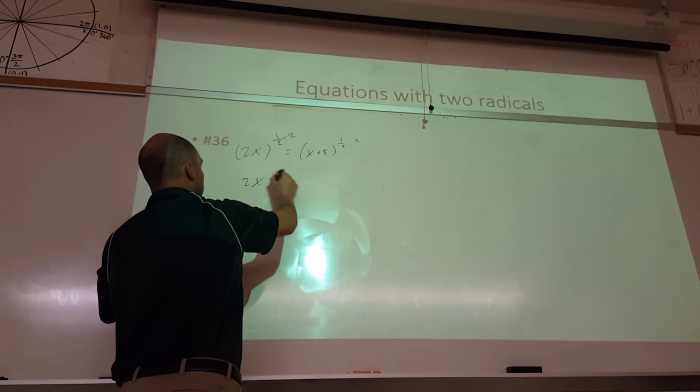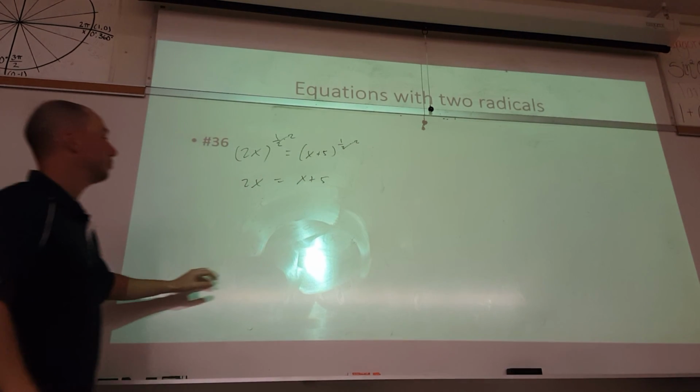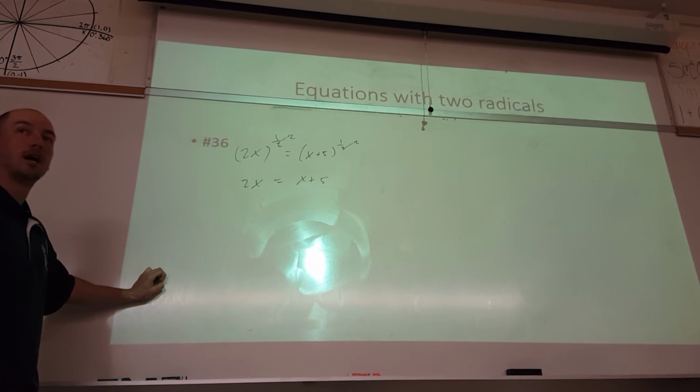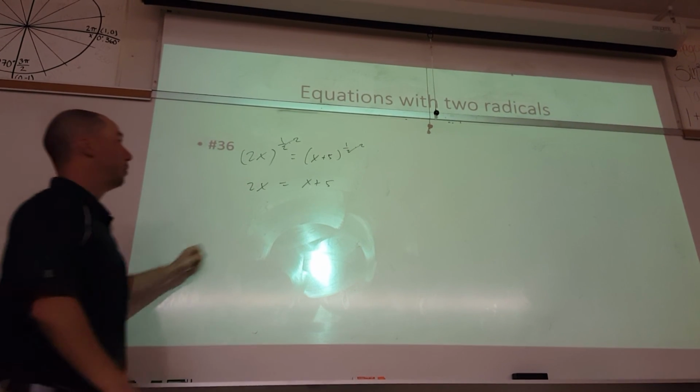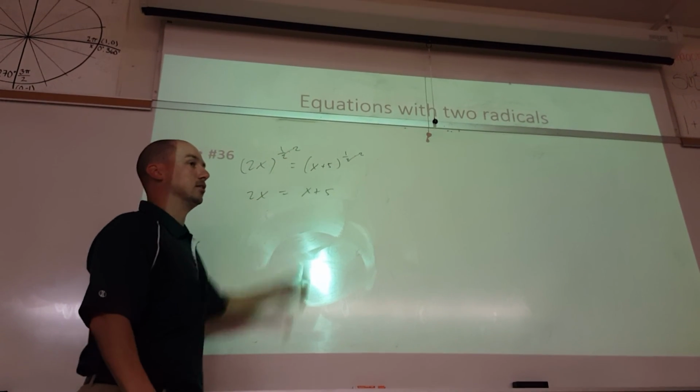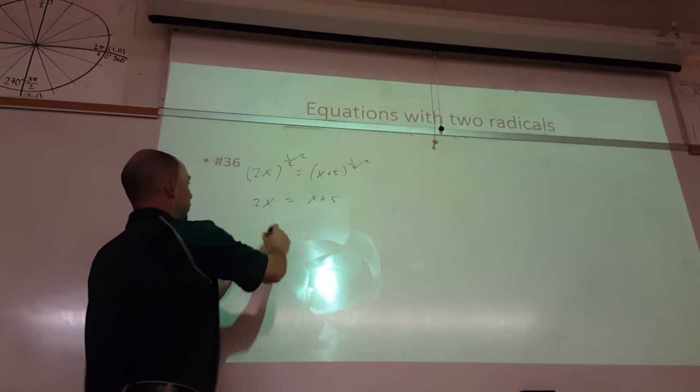We get 2x equals x plus 5. Don't even think about absolute values, only if you are taking a square root or raising to a power with a denominator that is an even root, even power. We get x equals 5.